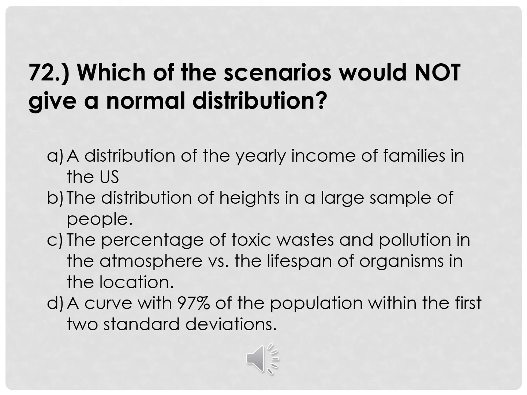Which of the scenarios would not give a normal distribution? So what is a normal distribution? A normal distribution has most of its data in the center and tapers off on both sides, giving you that nice bell shape. So if we look at our answers, option A, a distribution of the yearly income of families in the US, should give us a pretty decent bell curve. The distribution of heights in a large sample of people should also give us a nice bell curve.